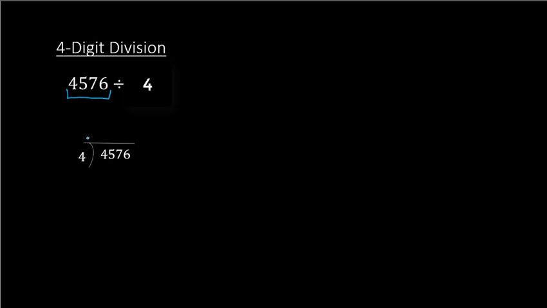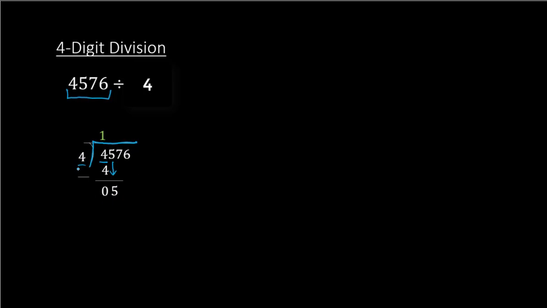Well, here we set up like this. So we have the half rectangle right here. 4 goes on the outside, and then 4,576 goes on the inside. So we just jump right in where we will see what is 4 divided by 4, and that would be 1. So we put a 1 up here. And then step 2 is we multiply the 1 times 4. That gives you 4. We then subtract, and that gives you 0. Step 4 is you bring down the 5, and then repeat the process.